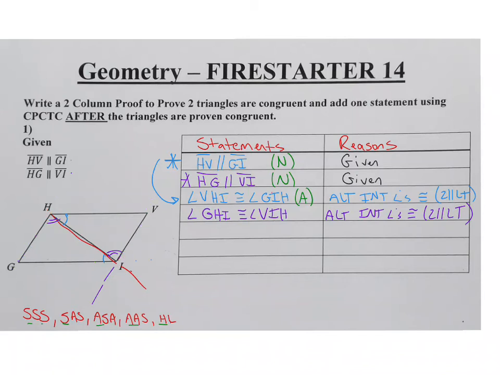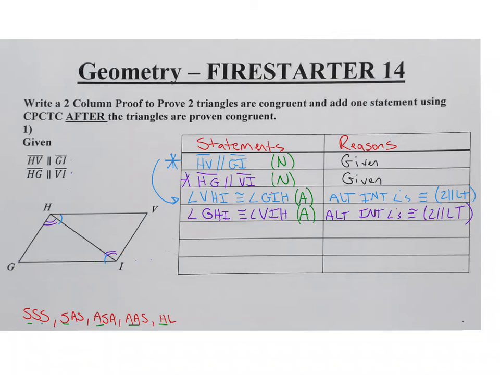Well, parallel lines didn't tell me that the angles were congruent. I had to remember that parallel lines cut by a transversal have some angles that are always congruent. So this angle is alternate interior to this angle. This angle right here is alternate interior to this angle. So now I have an angle statement.